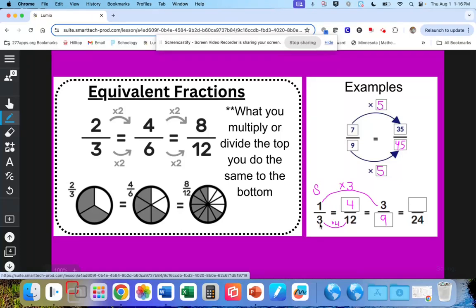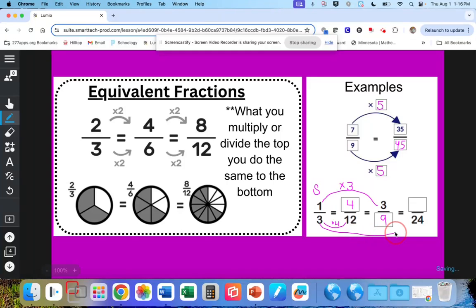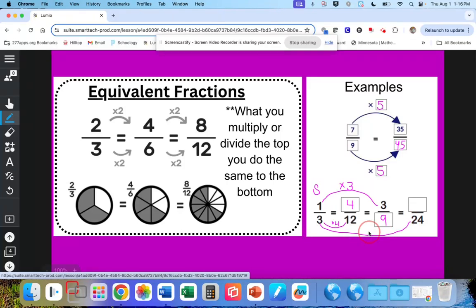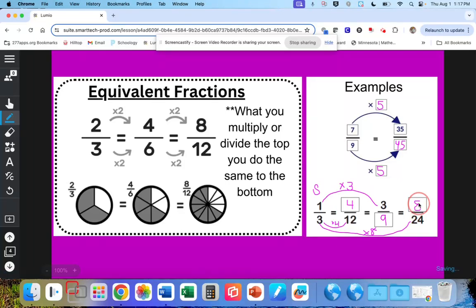And then the last one, again, we're going to start at the front and go all the way to the 24. 3 times what is 24? 3 times 8. You are always multiplying when you're doing equivalent fractions. So 3 times 8 is 24. What we do to the bottom, we do to the top. 1 times 8 is 8.